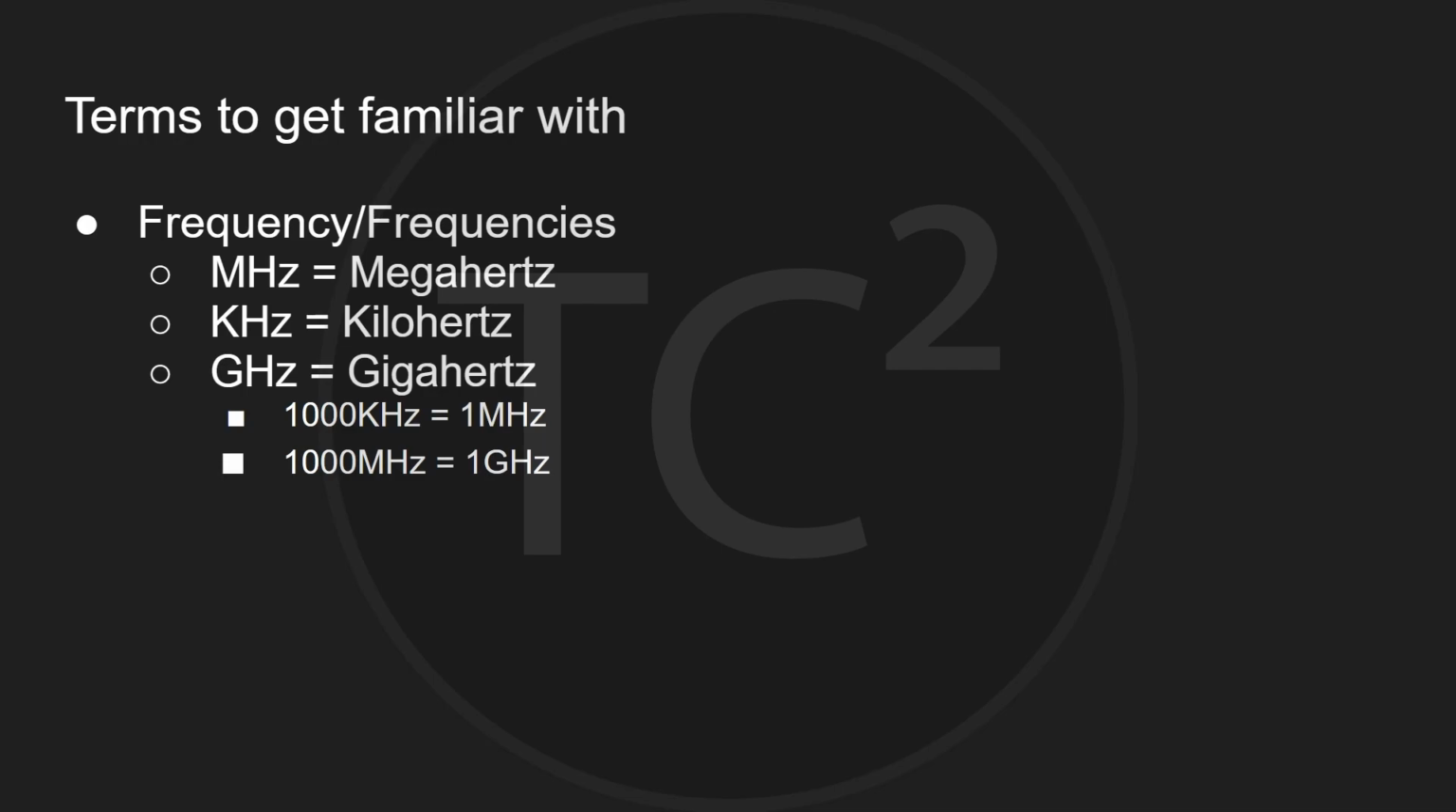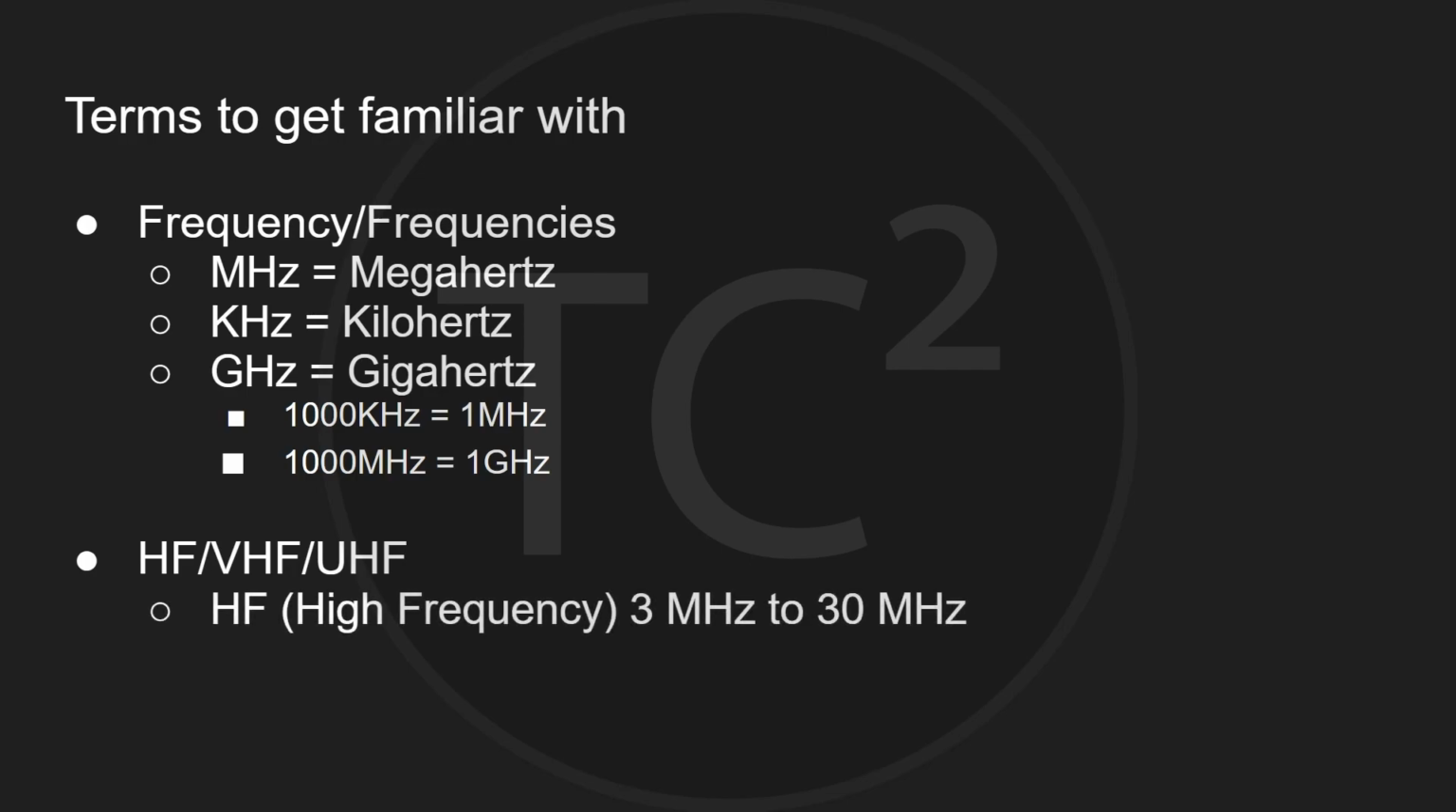Next thing that might be new to you is HF, VHF, and UHF. And these are abbreviations for different frequency bands. Each of these bands has its own characteristics and uses for communications. We'll go more in depth in a later video on these. But we got HF, which stands for high frequency, and that's 3 megahertz to 30 megahertz. And this is a long-distance radio band. It's used for things like talking to people far away via ham radio or listening to international broadcasts from faraway countries.